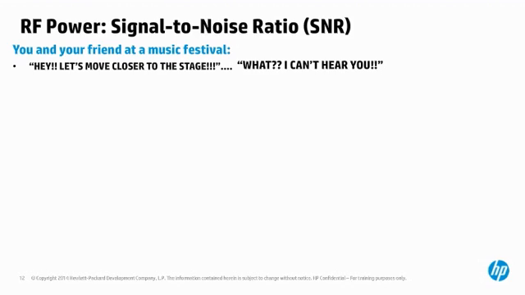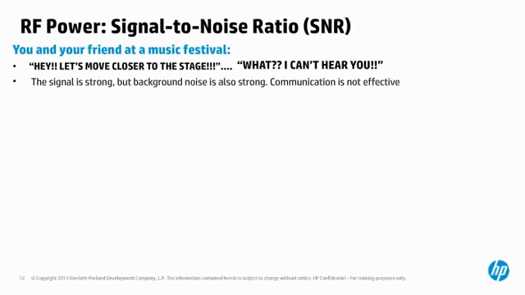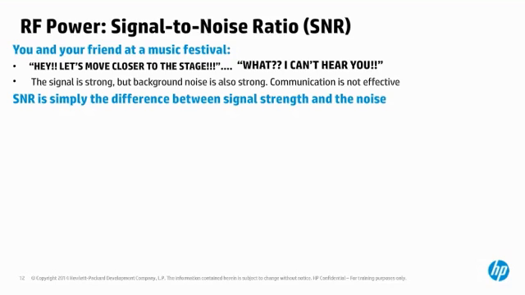You could be speaking very loudly to your friend, standing right next to her. The signal is very strong, however the background noise is also very strong. When there is little difference between the signal and the noise, communication is not effective. This is like a poor SNR value. SNR is simply the difference between signal strength and noise.